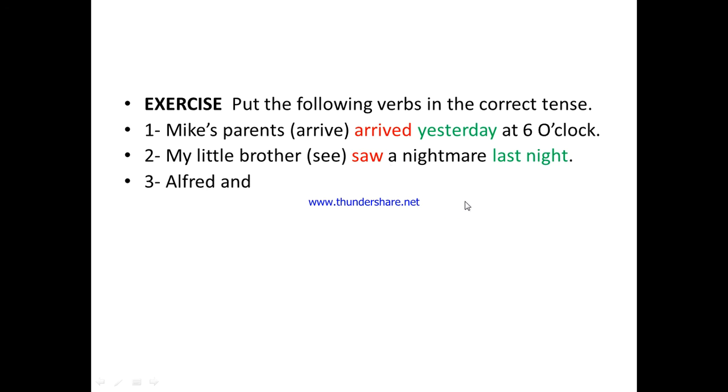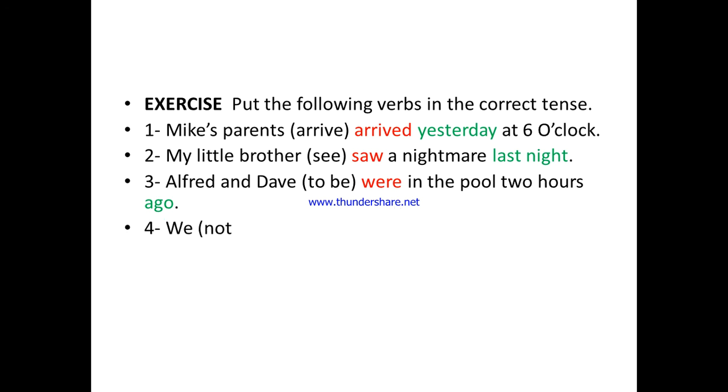So for the third example we have: Alfred and Dave were in the pool two hours ago. What made us use the past here? The expression ago. Alfred and Dave, the simple past of the verb to be, which is were and was. Why did we use were? Because we have a plural: Dave and Alfred, they were in the pool two hours ago. So when I see the expression ago, I use the simple past without hesitation.